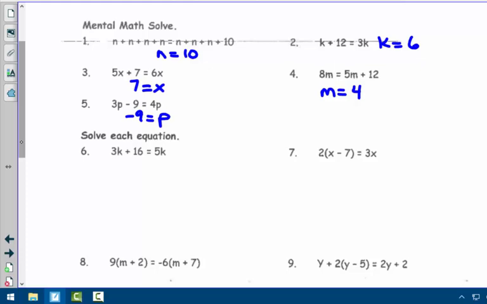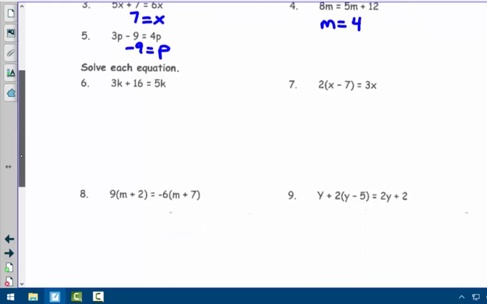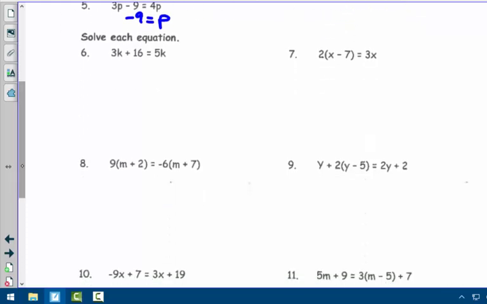Number 6 and 7, now it says solve and check. So we're actually going to show all the steps here. So again, I'm going to subtract the smaller variable, subtracting 3k's from both sides, and I get 16 is equal to 2k's. Dividing by 2 on both sides, I get 8 equals k. I'm going to do a mental check.